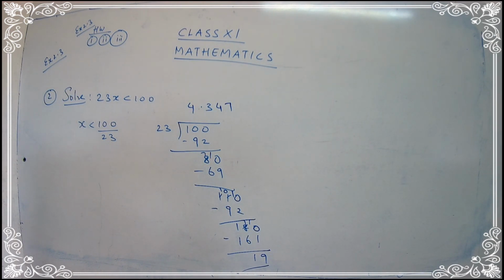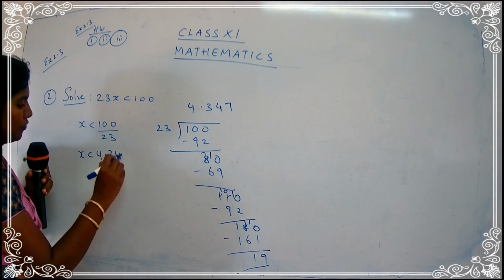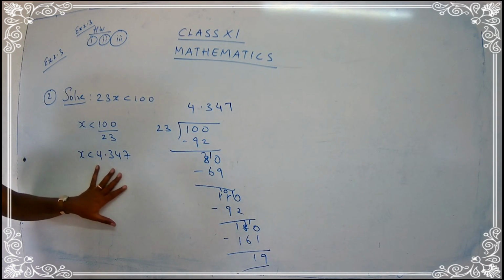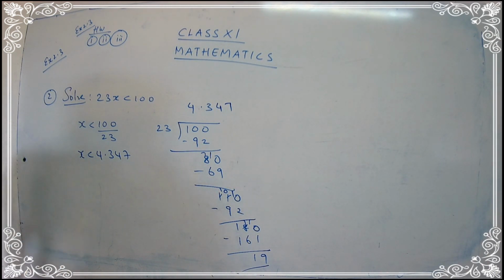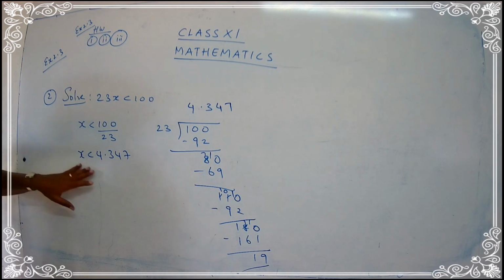Okay. Shall we proceed? So we have found the value for x. That is, x is less than 4.347. We have found it to 3 decimal places. We can round off to 2 decimal places also, but we'll just keep it here as 4.347.